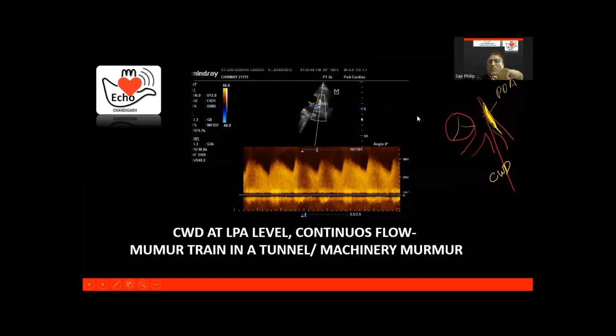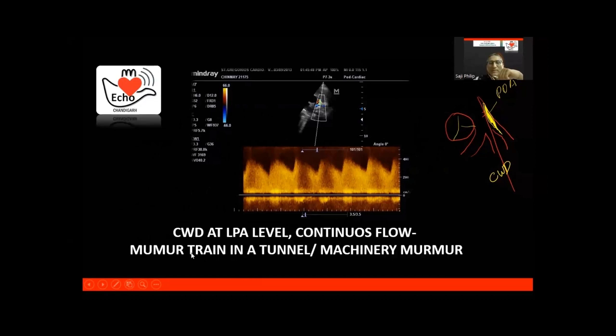I showed you a blue color, the yellow color within the blue, then it is nothing but PDA. But still, if you have a doubt because of any pulmonary stenosis or some confusion comes for early members in the career, I say that put a continuous wave Doppler cursor within this LPA side, you get this continuous flow. Both the diastolic and systolic flow is filled.